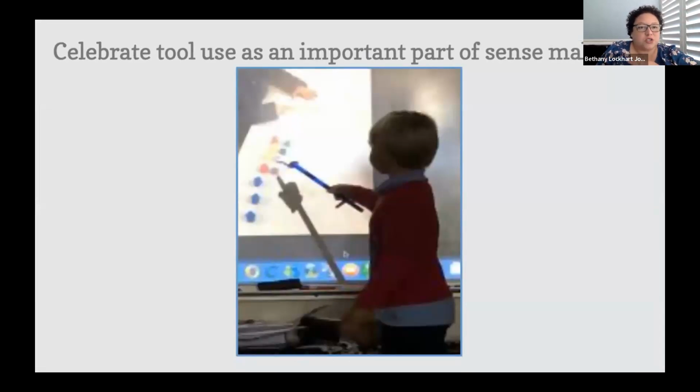So this is a share out where a student is being celebrated and lauded for their, like, oh, I love how, tell me about how you use these tools. So it's normalized that we use tools and we talk about how we use them.